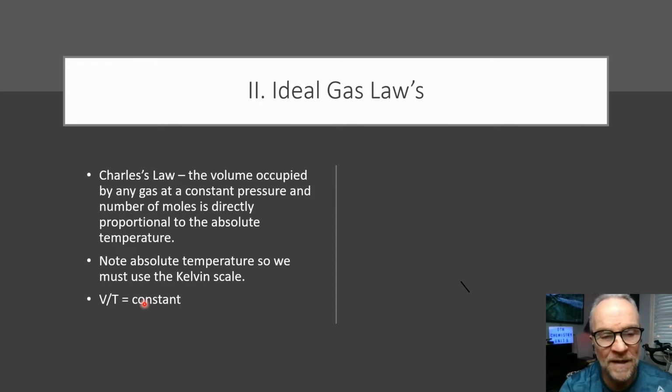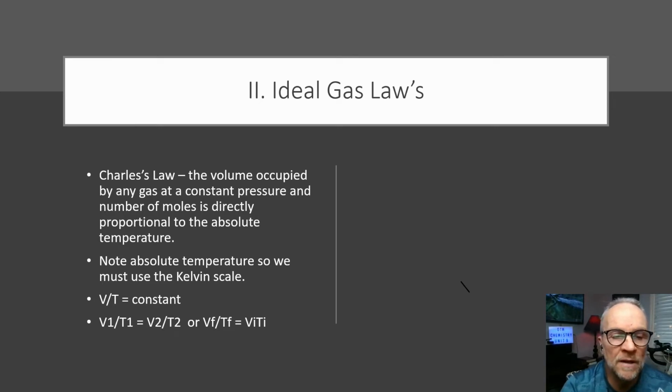V over T is equal to a constant. So if you have a constant here, if V increases, T also has to increase as well. And I think it's also helpful to note this formula when you have variable conditions: V1 over T1 is equal to V2 over T2. And we'll use that to work our problem.